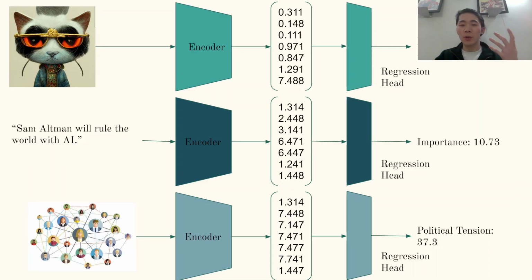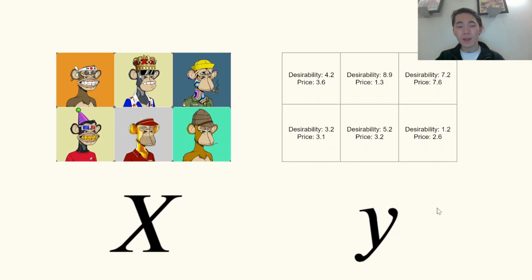Let me talk about how we get to that and why this makes sense. Oh, and yeah, similar things for the importance of the text, or maybe predicting the political tension of the social graph. Okay, so when you're training a machine learning model, the most critical thing is the data that you have. Let's say, for example, you have a data set which consists of some NFTs, or some art or something. It can be really anything. And then for each of these, you also have a corresponding desirability as well as the price.